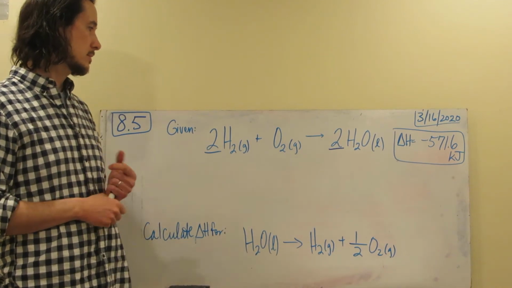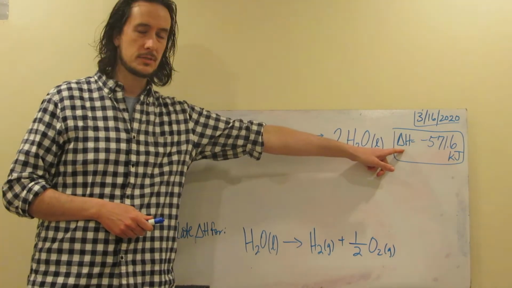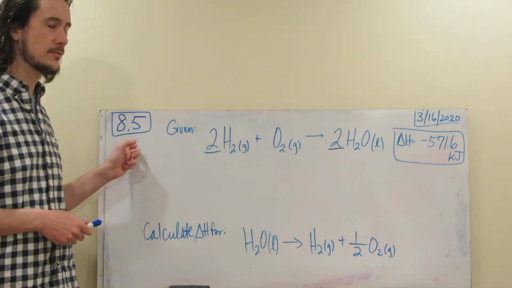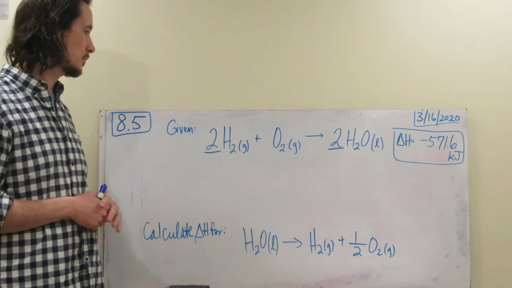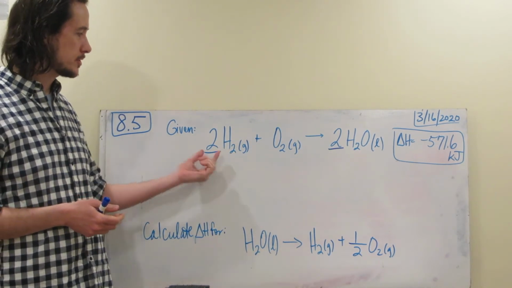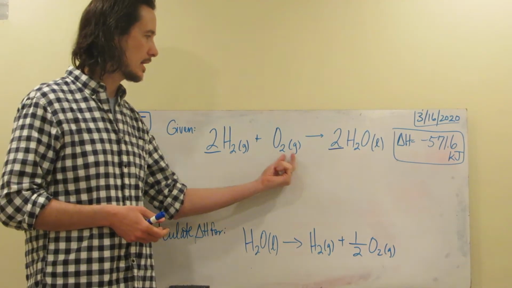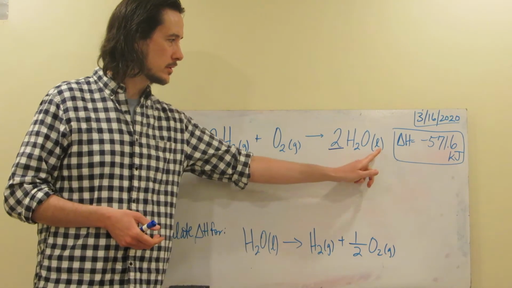It's another chemical equation that has a delta H associated with it. This is example 8.5 if you're using our textbook. So we have coefficients in this equation. We've got a 2 in front of the hydrogen, we've got a 1 in front of the oxygen, and a 2 in front of the water, and that's liquid water.